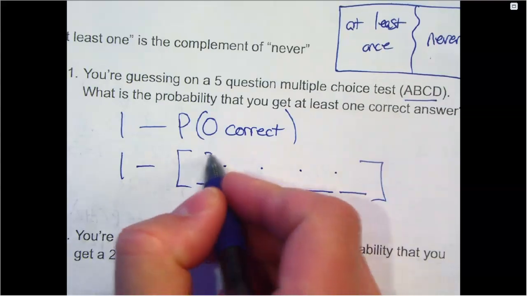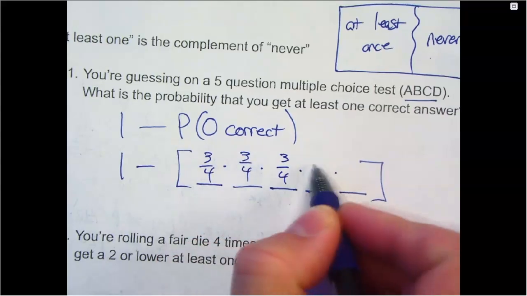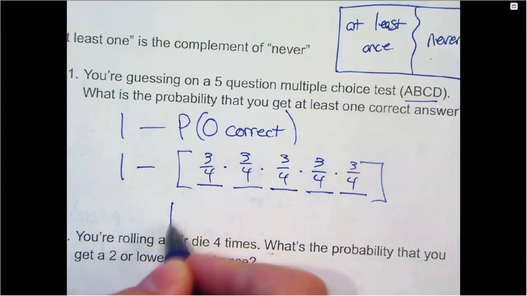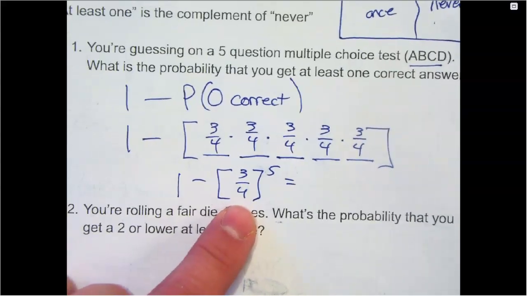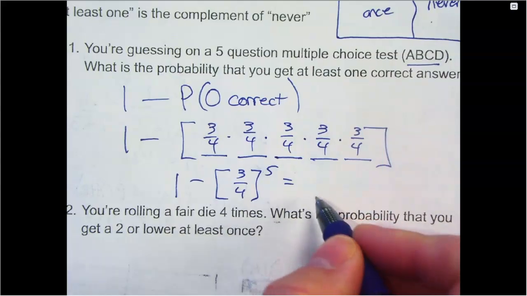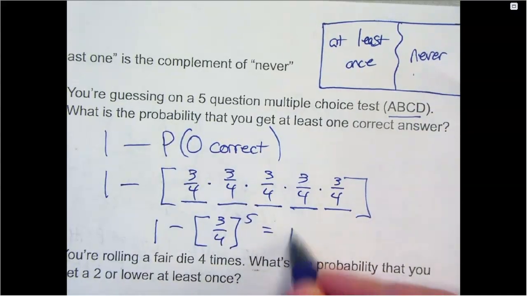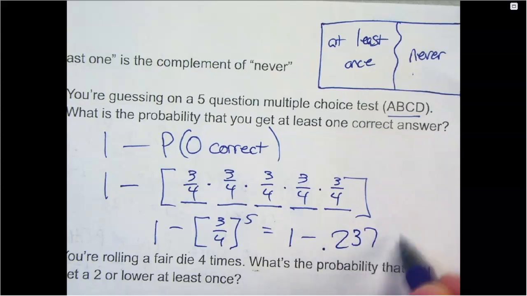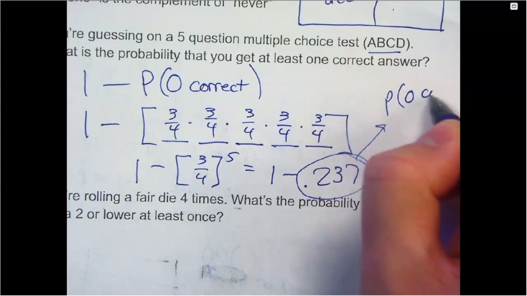Of course, what's the probability I get the next question wrong? 3/4. The next question wrong, 3/4. So some people would write it like this, 3/4 to the fifth. It doesn't matter, you can write it either way. So I get that 3/4 to the fifth is 0.237, and 1 minus that is 0.76. This is the probability of getting 0 correct.